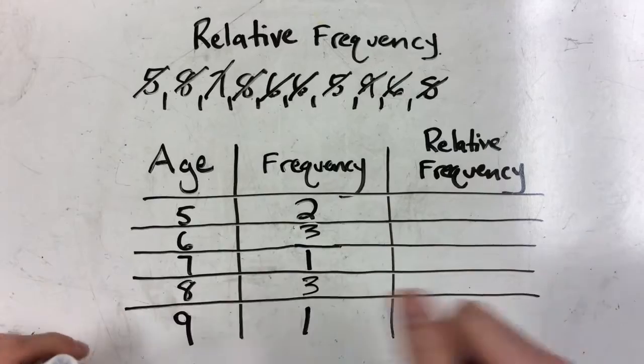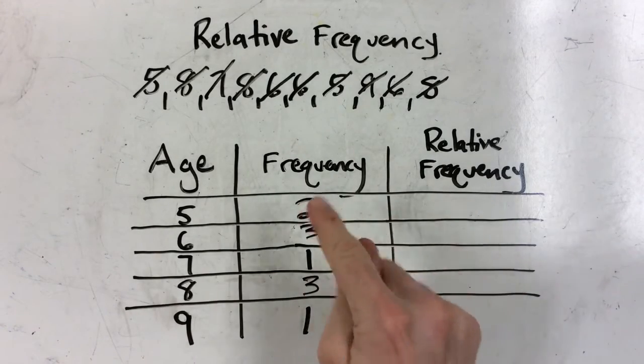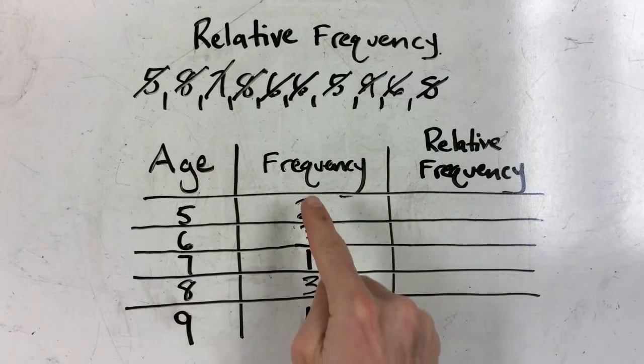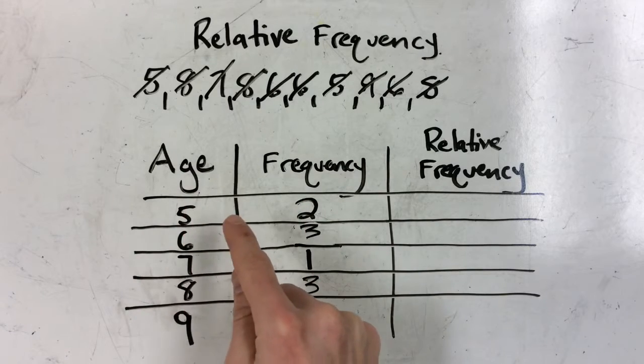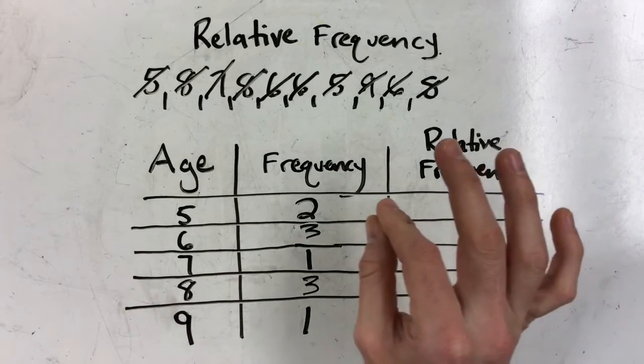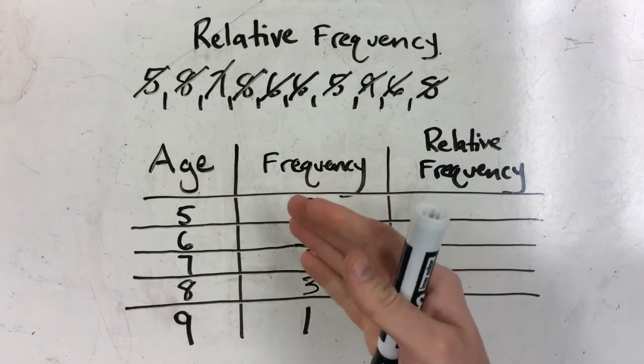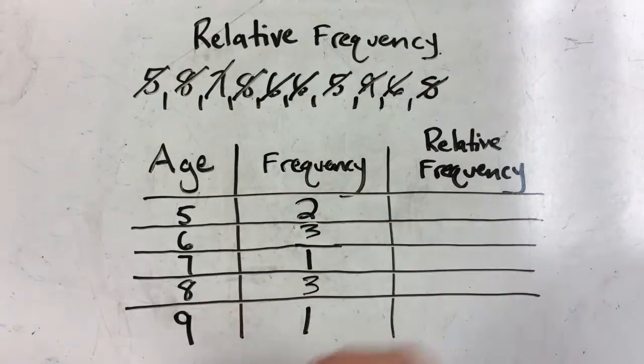Now, let's talk about relative frequency. So, what is relative frequency? Well, if frequency is the number of 5-year-olds that are in the camp, the relative frequency is the percentage of people that are 5-year-olds in the camp. It's how many 5-year-olds there are relative to the total.